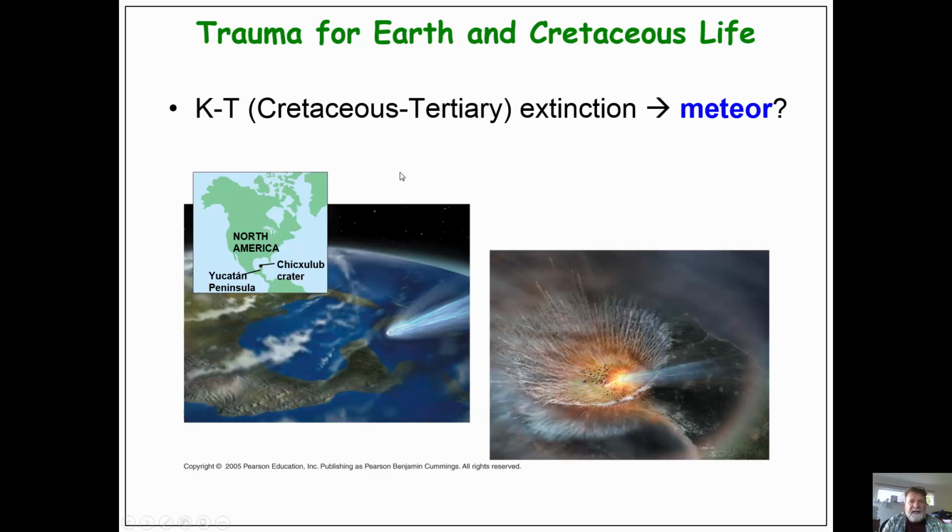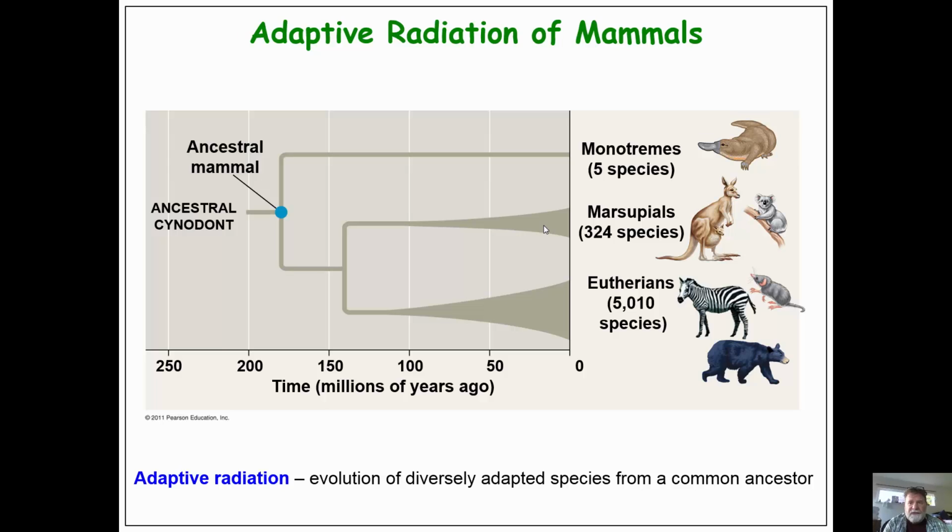The KT, Cretaceous-Tertiary extinction, we think was a meteor that hit somewhere in the Yucatan Peninsula and basically wiped out most of the Earth, and definitely the dinosaurs. We mammals and the birds were able to survive. Again, that allowed for adaptive radiation. We mammals were around during the dinosaur times. We didn't have bears and human beings and cavemen, but we did have mammals. But they weren't able to take over because the dinosaurs were so good.